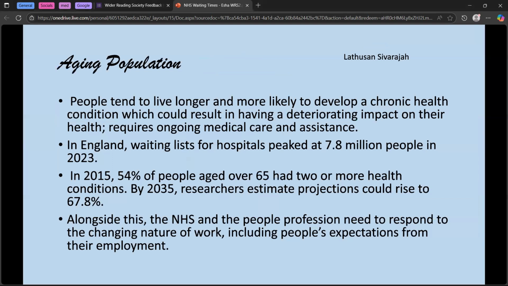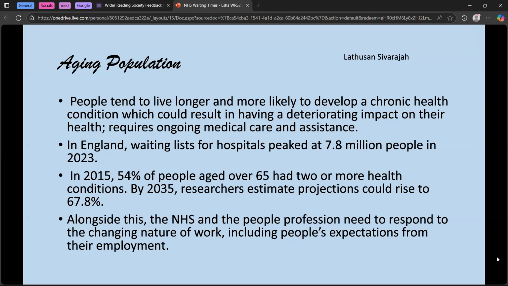The UK's aging population is another significant factor contributing to the lengthy NHS waiting list. People tend to live longer and they're more likely to develop a chronic health condition, which could have a deteriorating impact on their health and requires ongoing medical care and assistance. This increasing demand puts further stress and pressure on the NHS system.